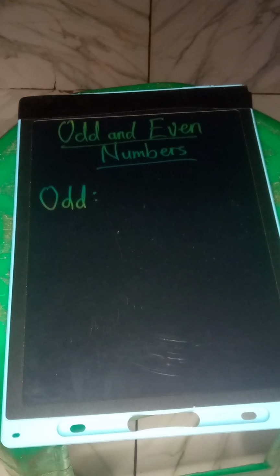Let's start with odd numbers. An odd number is a number that cannot be divided by 2 without a remainder. Or you can say a number that cannot be equally divided into 2. So you cannot divide it into 2 equal parts. So it's an odd number.